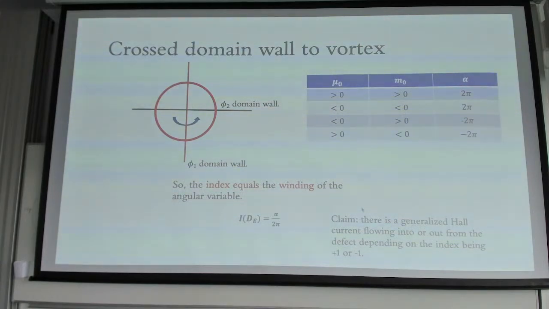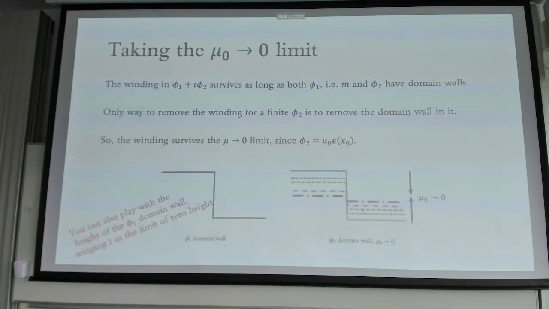And so the claim is that there is a generalized Hall current flowing into or out from the defect, depending on what the winding is. Again, the number of massless edge fermions in your original theory is the index. And the winding survives in the limit of mu0 going to 0. This is another way of saying the same thing. So what I'm trying to show you here are the two domain walls.